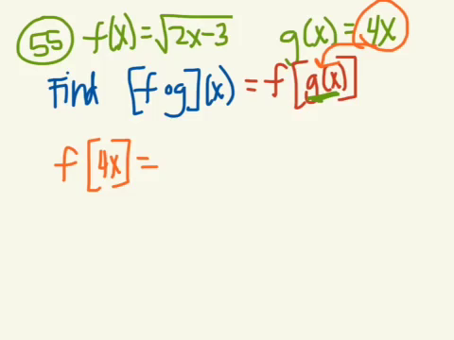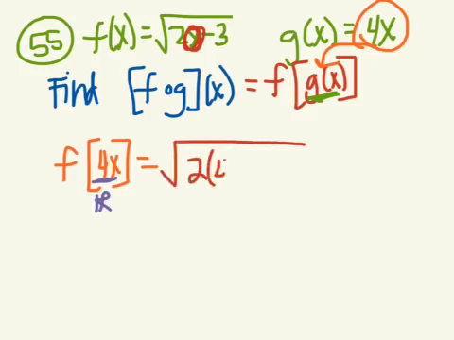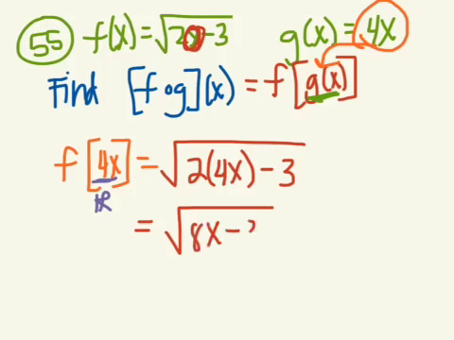And when you do this, you just want to check the domain of what you're plugging in. Now 4x doesn't have any domain restrictions, so right now the domain seems to be all real numbers. And then what you're going to do is take 4x and it's going to replace the x in the f function. So you're going to have 2, but in place of x you're putting 4x minus 3. Simplify it so you have 8x minus 3. And we can't really simplify that at all, so that's our final answer.